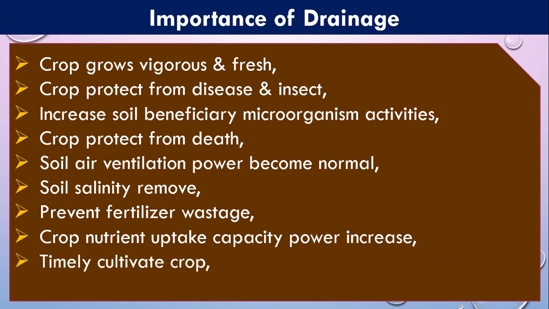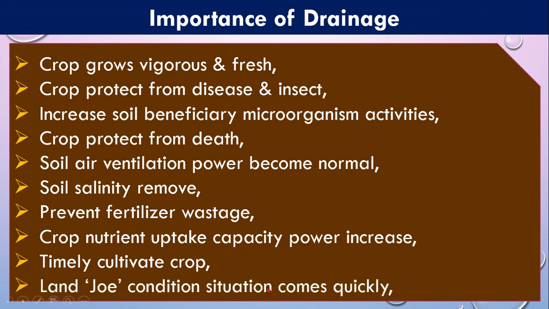Timely cultivate crop. So if there is any rainfall or flood, that time water is present in the land, that time the crop cannot be cultivated or cannot be harvested timely as well. And then land jaw condition comes quickly. That means if we remove the water, that time the jaw condition, that means normal level of moisture, is present in the land.